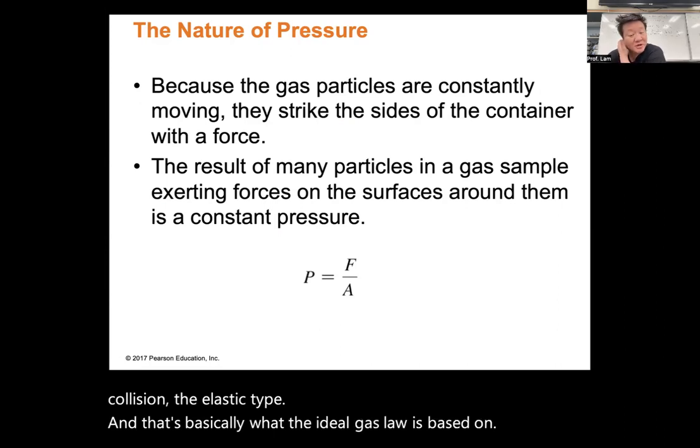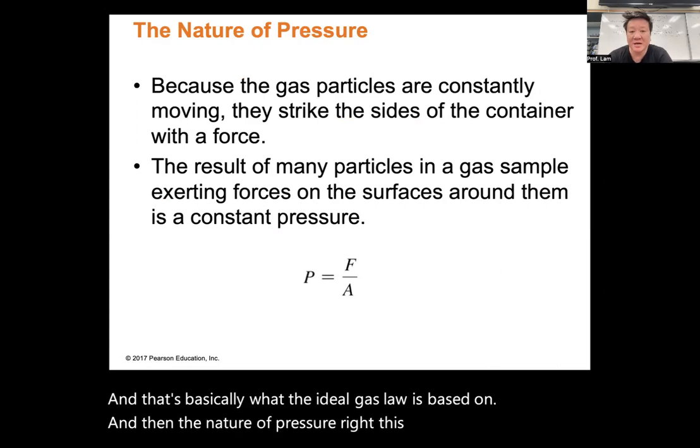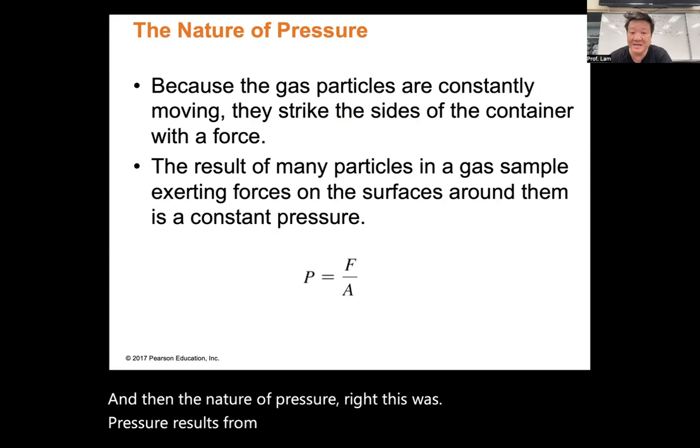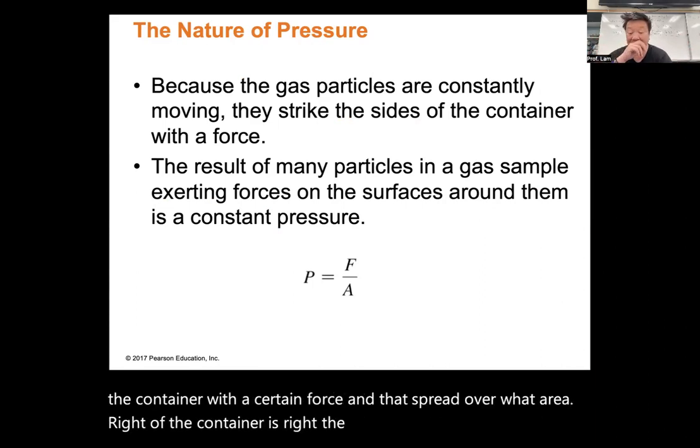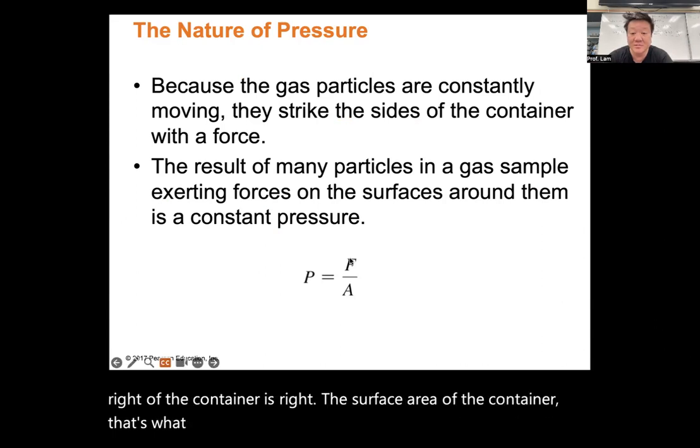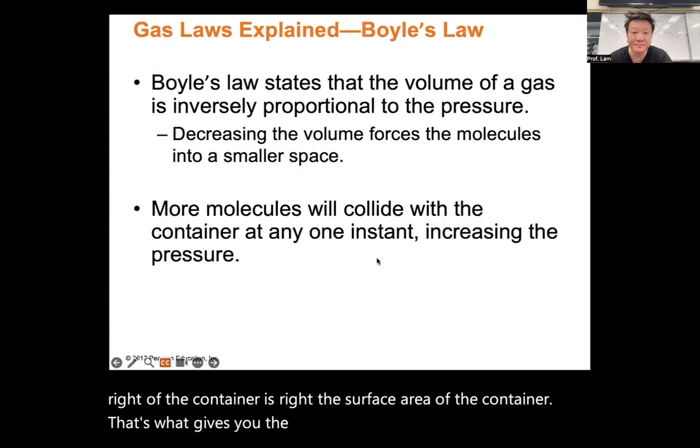And then the nature of pressure, right? Pressure results from the gas particles colliding against the sides of the container with a certain force, and that spread over what area, right, of the container, the surface area of the container. That's what gives you the pressure, right?